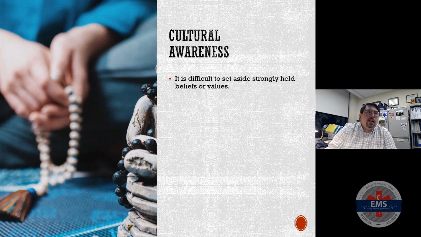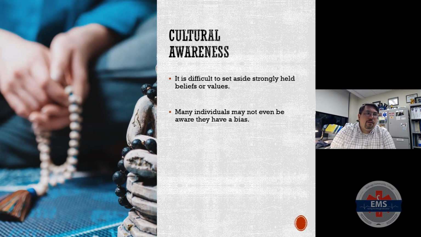Now, it's difficult to set aside strongly held values or beliefs from students or from yourself, but it's very important that we not have bias. And oftentimes people go, well, I'm not racist, I'm not biased. I despise when someone says, well, I hate everybody equally. That's a load of crap. But realistically, everyone is going to have some type of bias. We call it implicit bias. Bias you may not even know that you have. Sometimes bias is very notable, and sometimes it's very subtle.